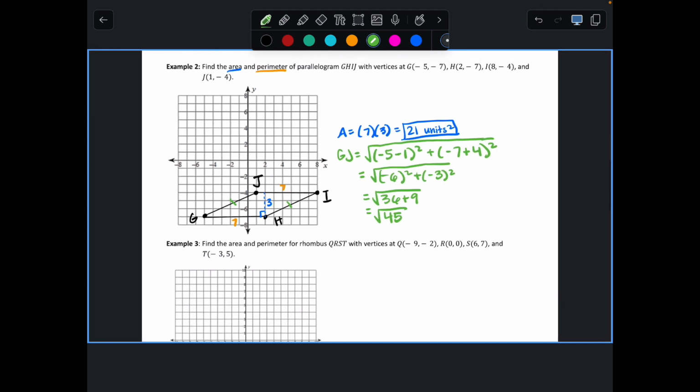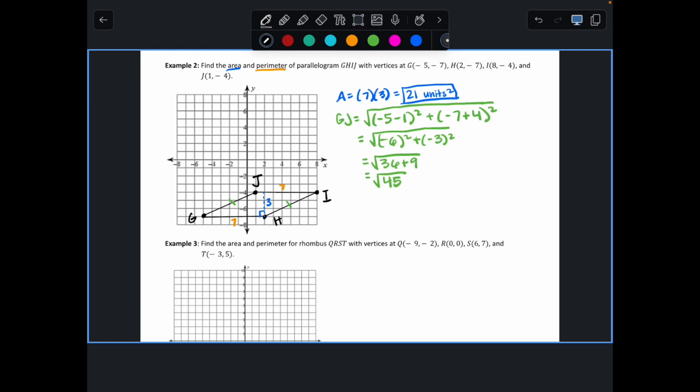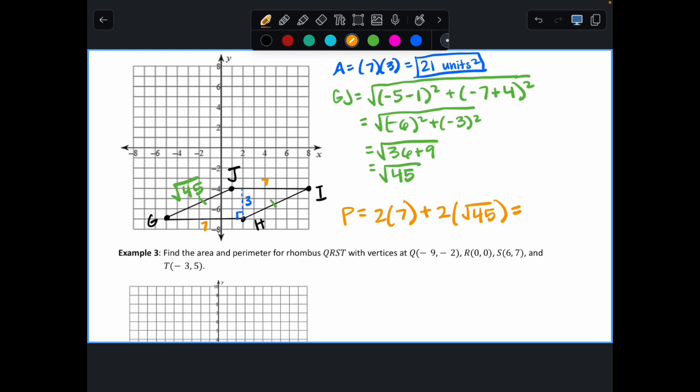Okay, so again, don't round this until you add everything together. So my perimeter is going to be 2 times 7 plus 2 times the square root of 45, because the square root of 45 is the length. Let me write that in green. So what is my perimeter rounded to the nearest tenth? 27.4 units.